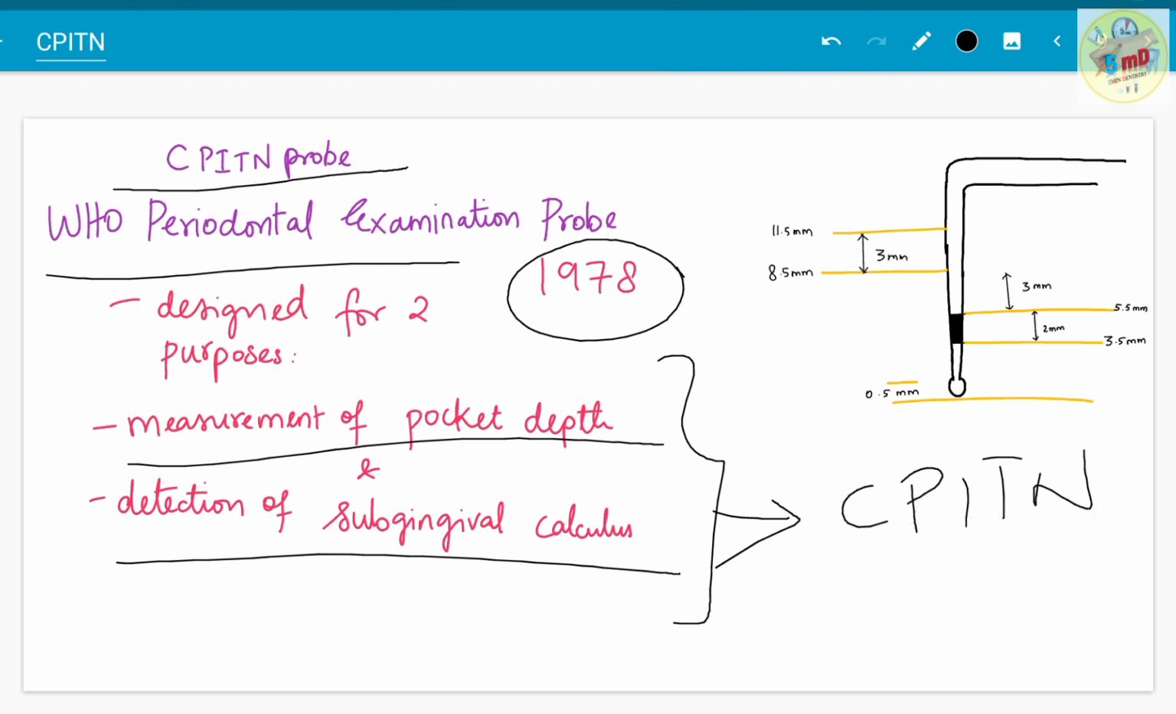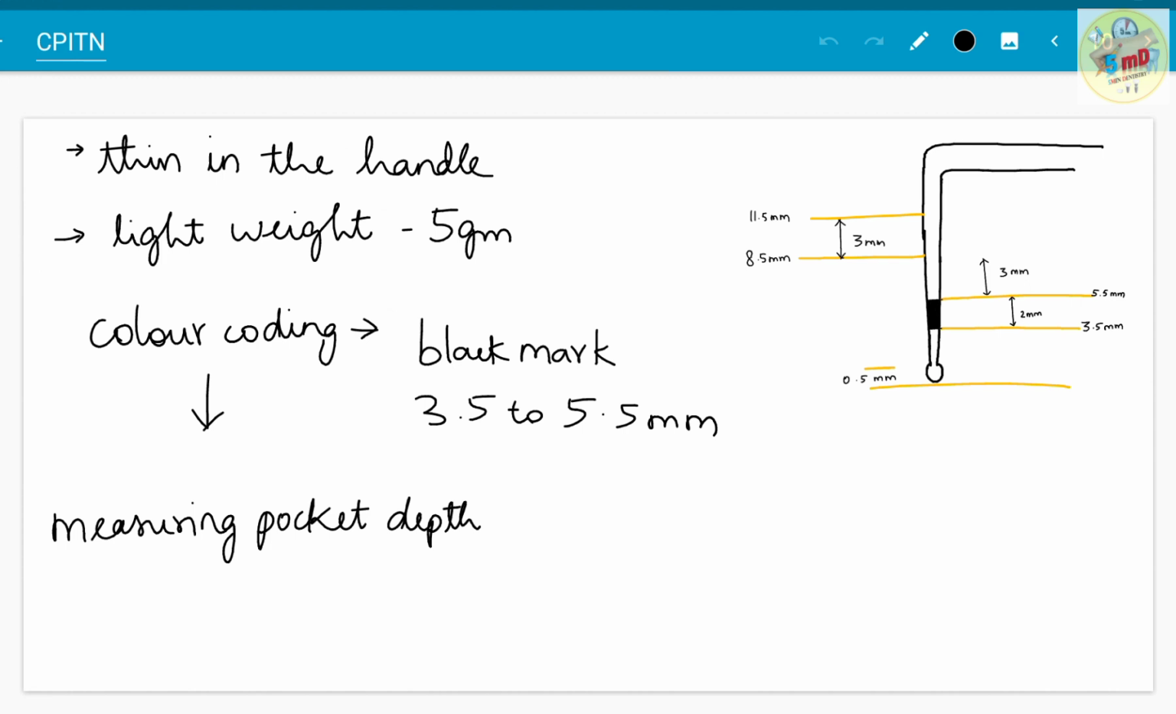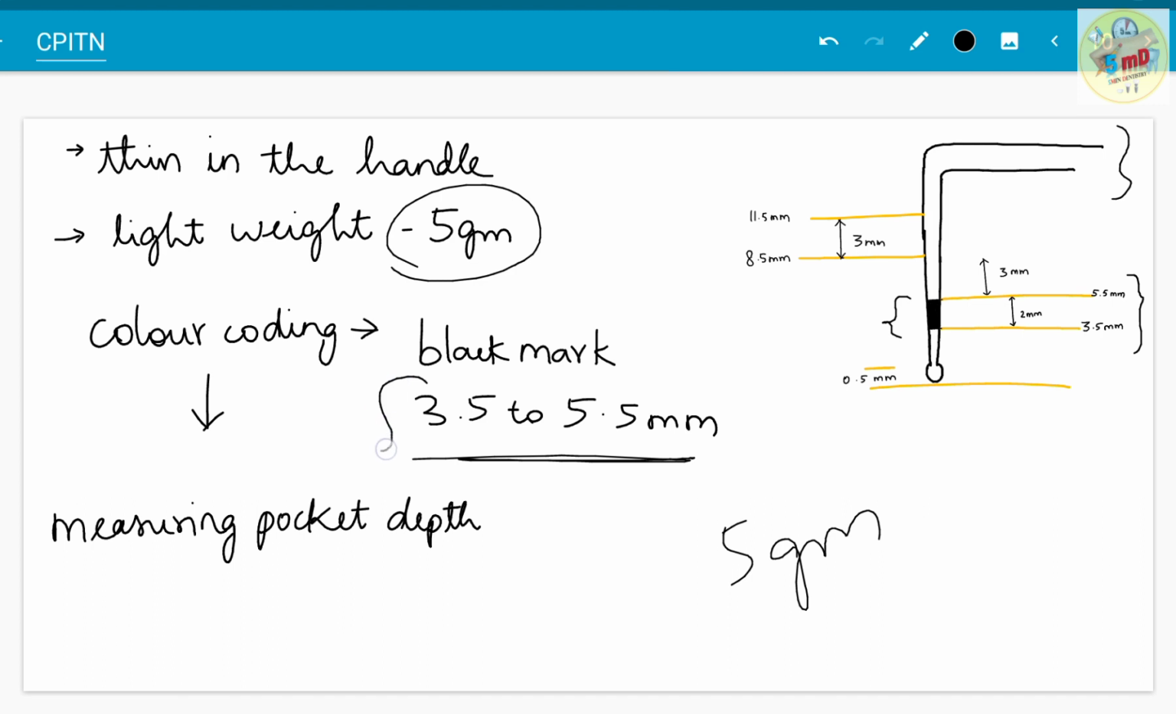So how does this probe work? This probe has a thin handle. First of all, it is of very light weight, 5 gram, which makes it easier to handle. The color coding is that there is a black mark from 3.5 to 5.5 mm. This marking will help you with the measurement of pocket depth quickly. If the pocket depth is more than 5.5 mm, this black mark will not be visible, so the dentist can easily record the probing depth.